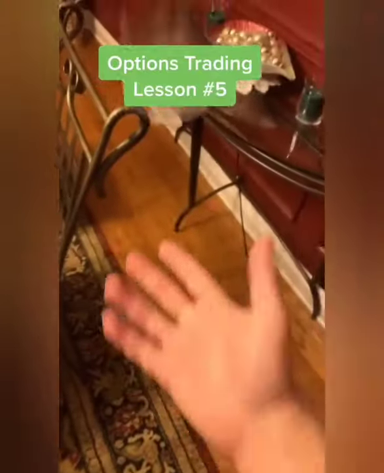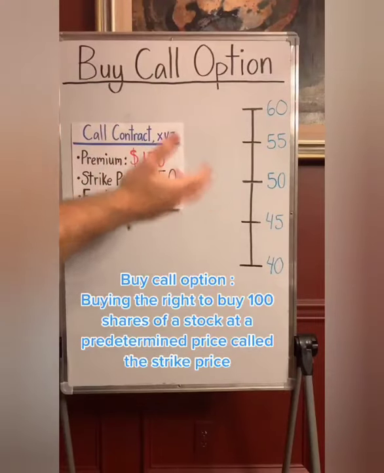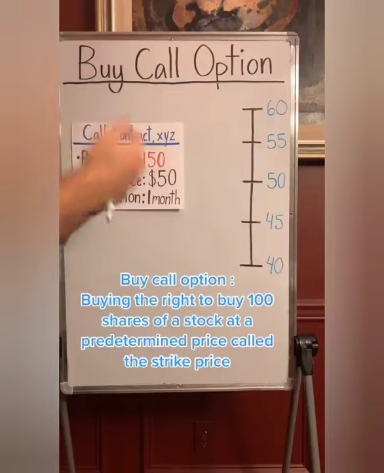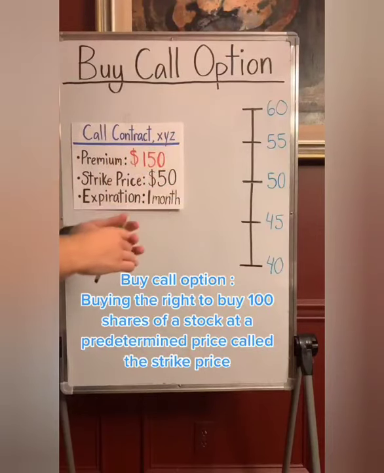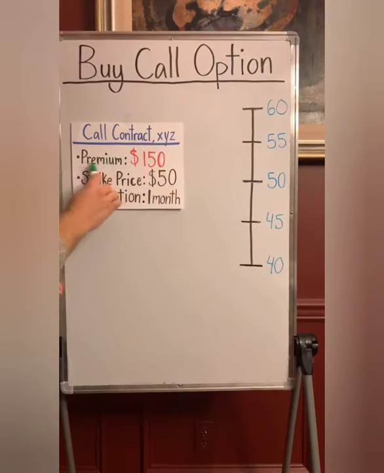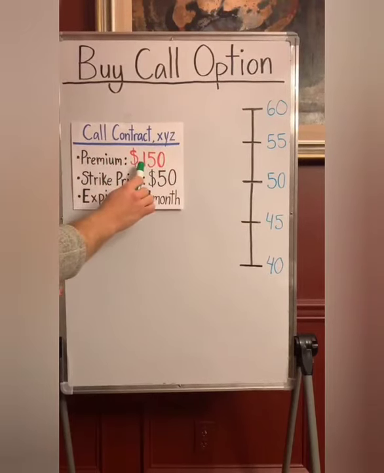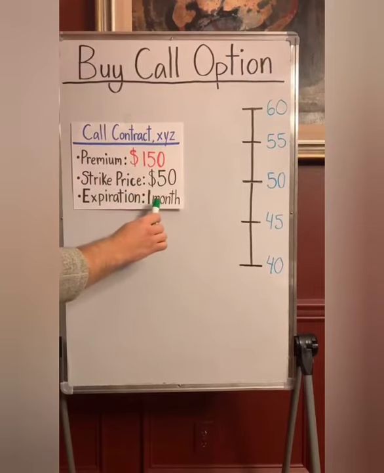Options trading, lesson number 5. Buying call options explained. Whenever you buy a call option, you are buying the right to buy 100 shares of a stock at a predetermined price called the strike price. So let's say we buy a call option for stock XYZ and we pay a premium of $150 for the contract. The strike price is $50 and the contract expires in 1 month.